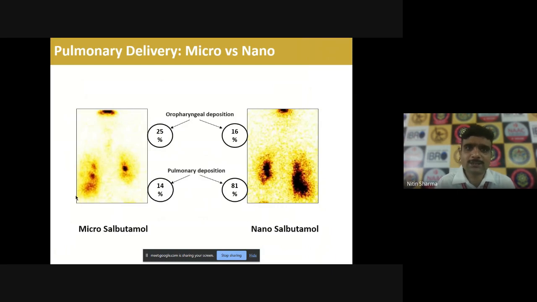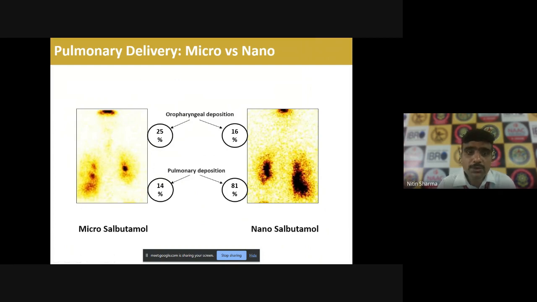So here are some images. In case of salbutamol, we prepared microsalbutamol and nanosalbutamol, and the images clearly indicate that in case of microsalbutamol, the major portion, 25% of the drug, was retained in the esophagus region only, and a minimum part of the drug was retained in the lungs. But when I prepared the nanosalbutamol, the minimum part was retained in the upper pulmonary route or the esophagus, and the majority portion, 80-81%, was deposited in the lungs.